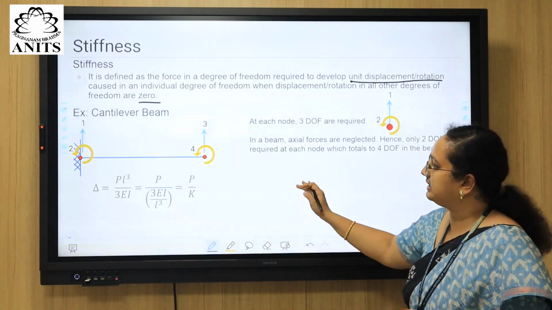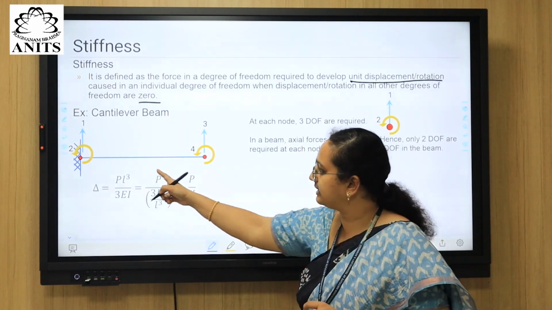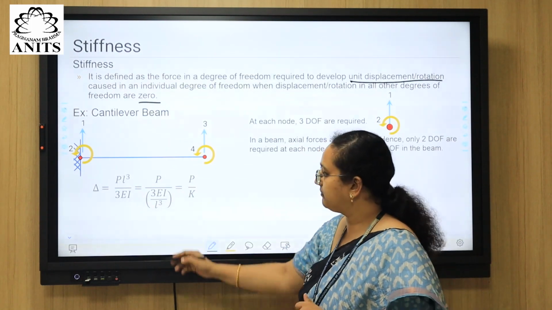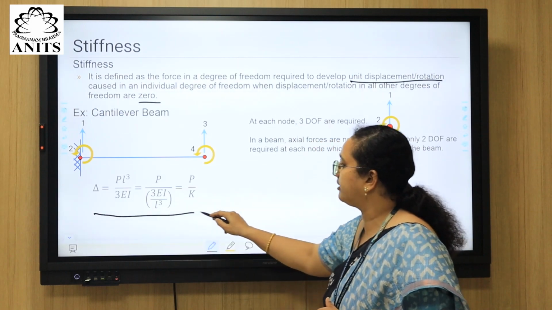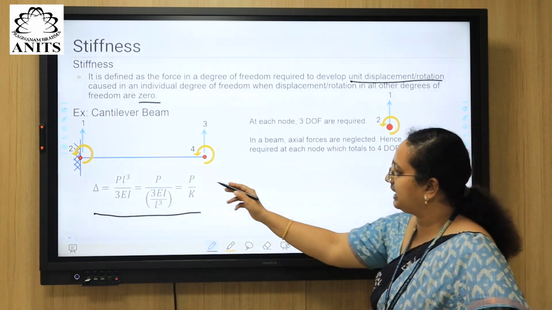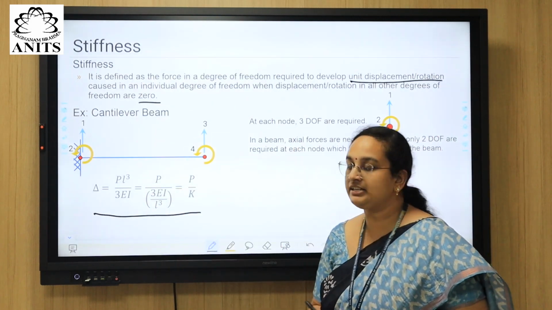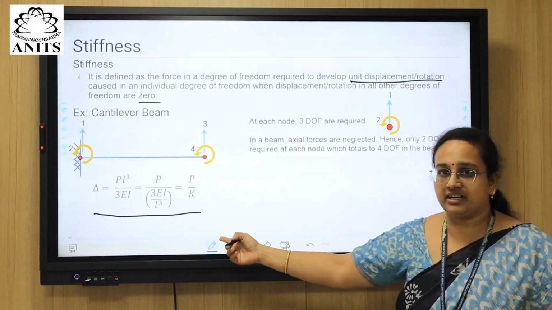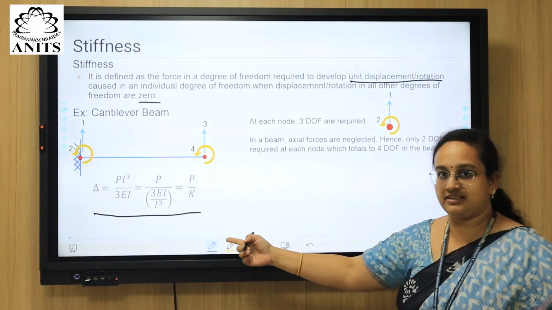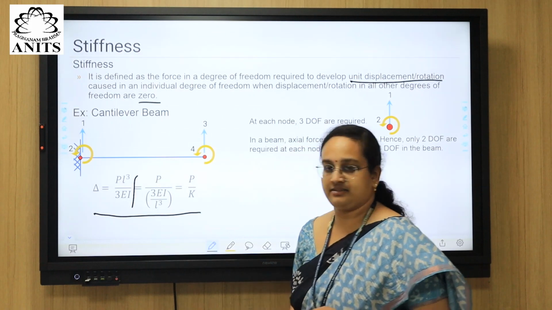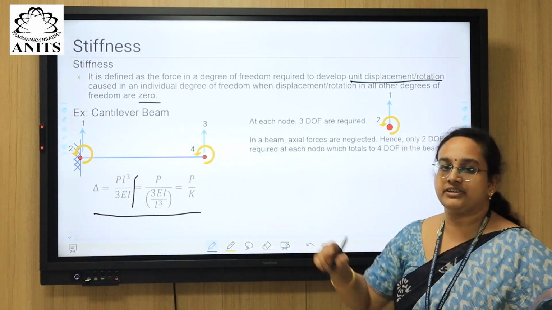Right? So let us see through a small beam. Okay, let us see through a cantilever beam. We know the deflection of a cantilever beam, which is PL cube by 3EI. Now, this we have derived. The whole of structural analysis talks about this. Right? PL cube by 3EI.